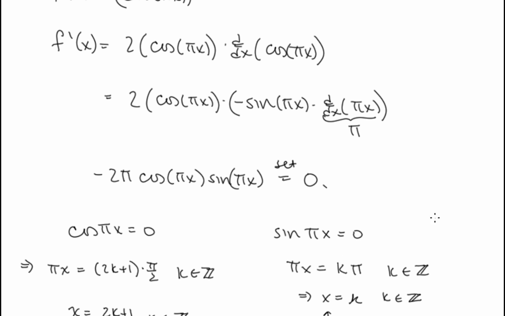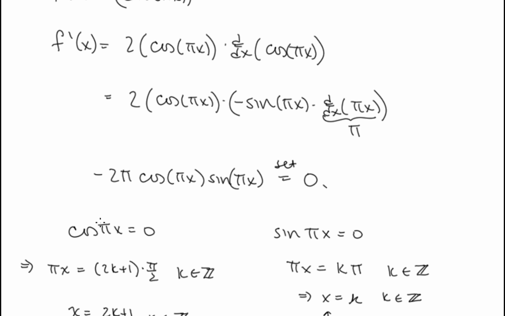That means one of the factors needs to be equal to 0. We know that negative 2 pi is never equal to 0, so either cosine pi x is equal to 0 or sine pi x is equal to 0. Those are our two cases here. Well, where is cosine pi x equal to 0? We know the cosine function is equal to 0 at pi over 2, 3 pi over 2, negative pi over 2, negative 3 pi over 2, all of the odd multiples of pi over 2.